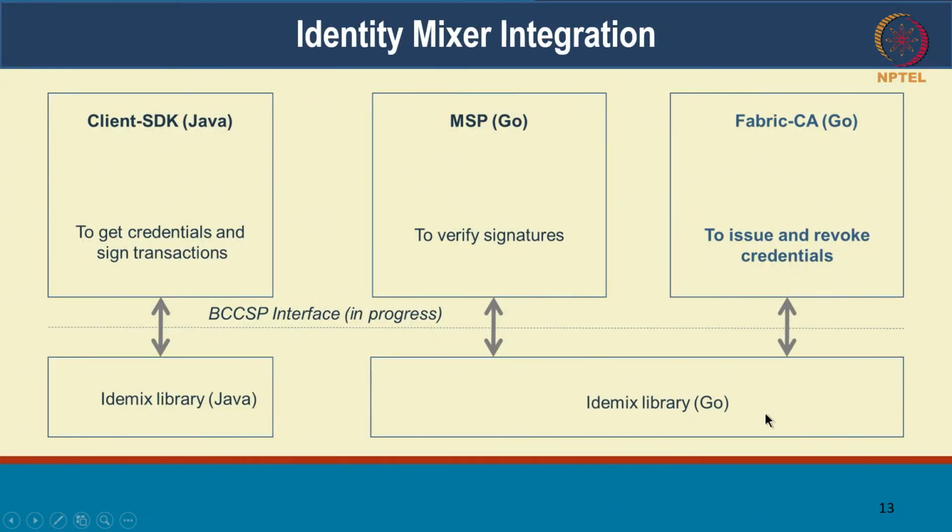So right now, the implementation for the integration of Identity Mixer with Hyperledger Fabric is going on. It should be out in probably a month or so, I think. It's already in the roadmap for the Fabric 1.2 version. Right? So there are libraries written partly in Go, partly in Java, and this is really a new blockchain crypto service provider interface that's being written. There is a client SDK. There's going to be a new Fabric CA, and of course the membership service provider implementation that provides these functionalities.